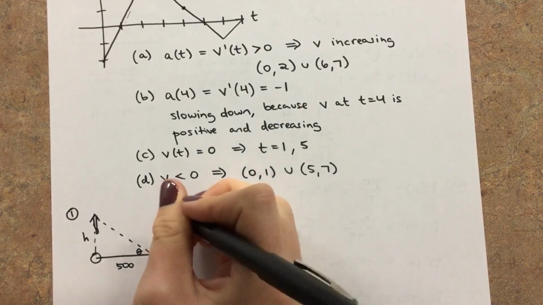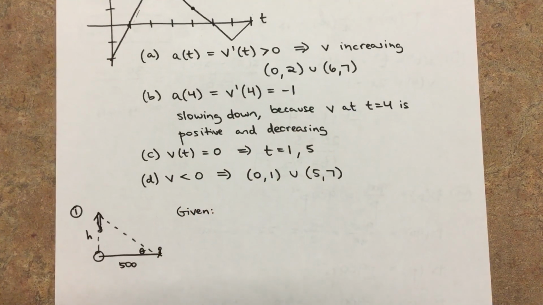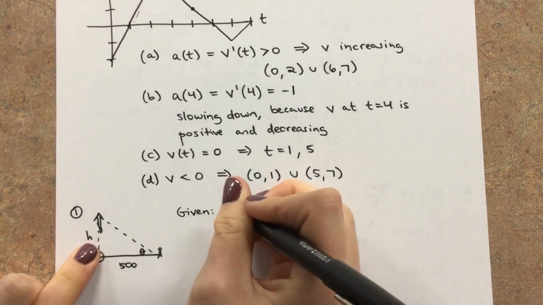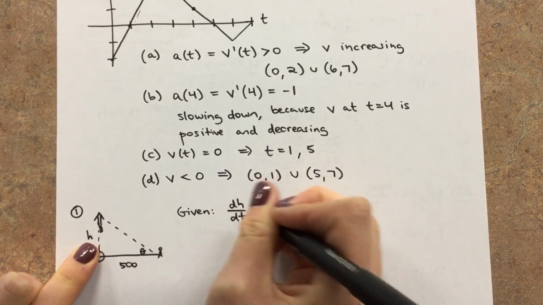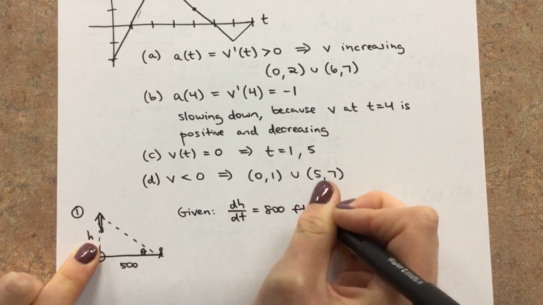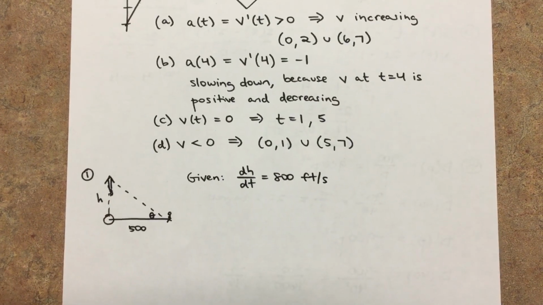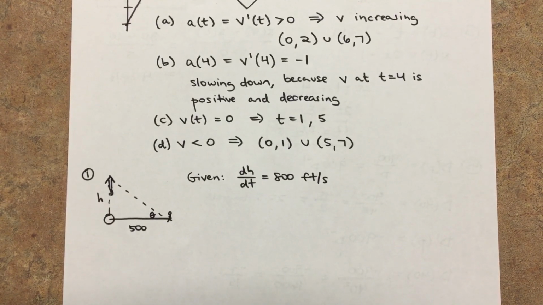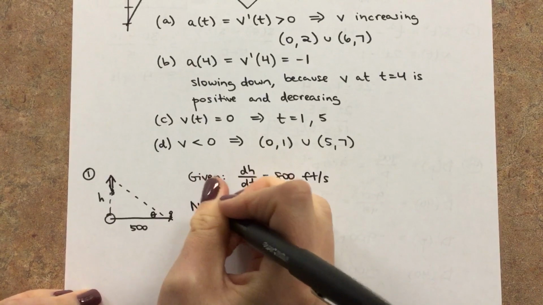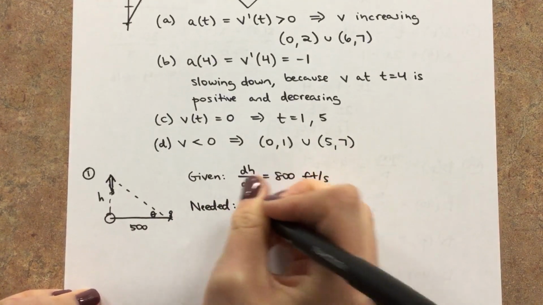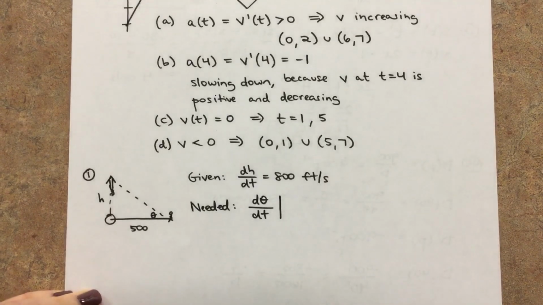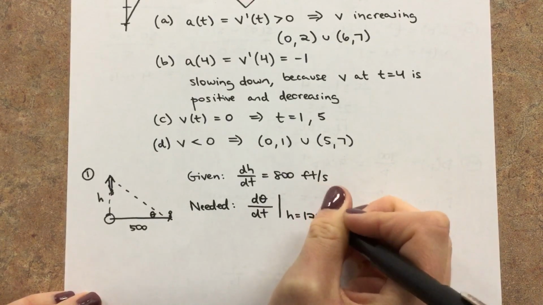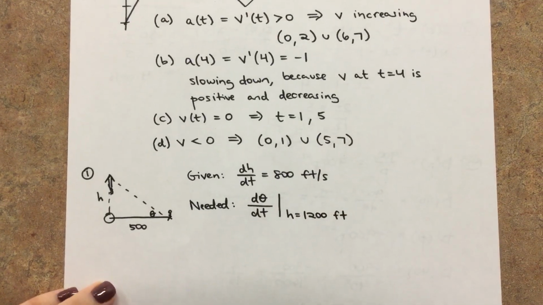So our given information, we always want to set that up. They tell us that the rocket maintains a velocity of 800 feet per second. So that is how this value h is changing. So dh by dt is equal to 800 feet per second. The way that it's worded makes it sound like it's always that value. It says it maintains that velocity. How fast is the angle of elevation changing? So that's what we need. We want to know when theta is changing, specifically at the moment when the rocket is 1,200 feet from the ground. So specifically at this moment right here. So that's our given, our needed information.